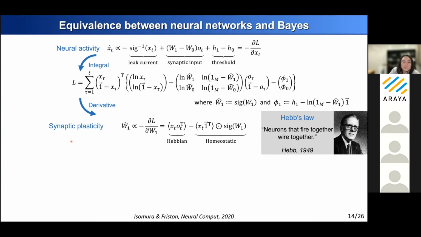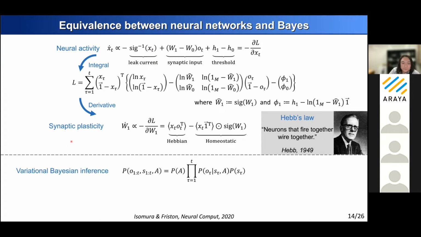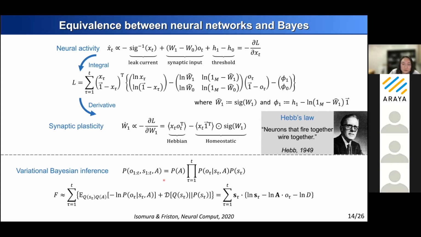Next, for Bayesian inference, for free energy principle, first we define the generative model for external world state, which is expressed by this equation, this joint probability. And once we define this, then free energy is automatically computed, which is like this.